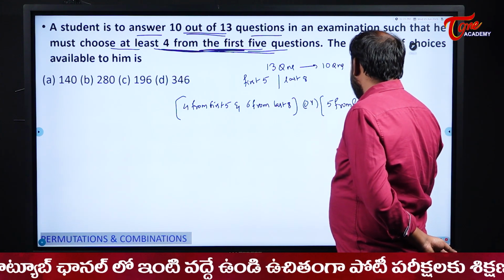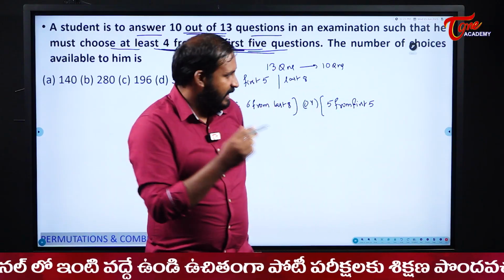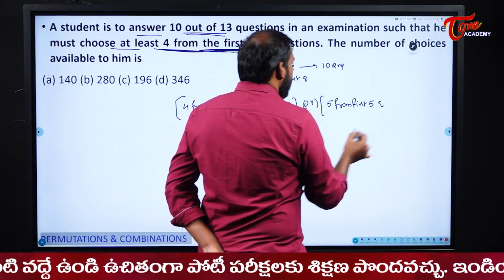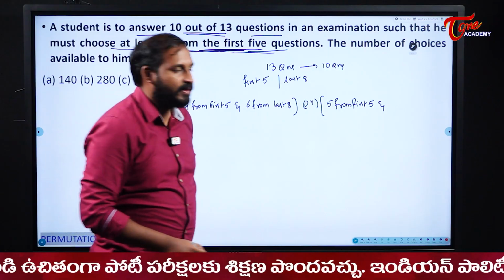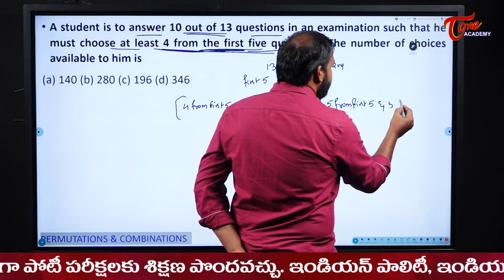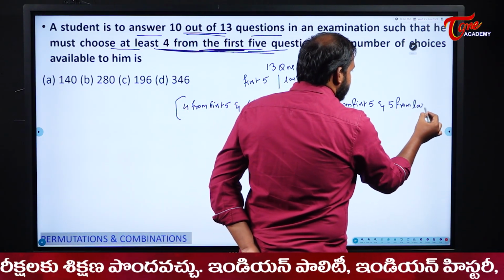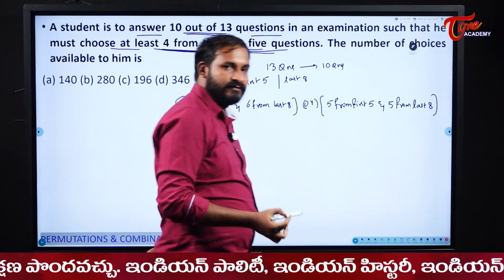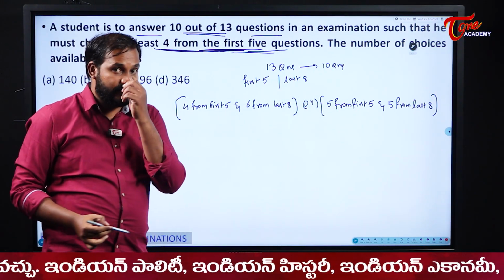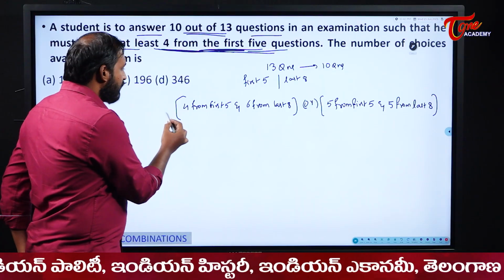Minimum to maximum. Out of 10, if 5 are gone, what about the remaining? 5 from the first 5 and 5 from the last 8. So now what happens to this one?